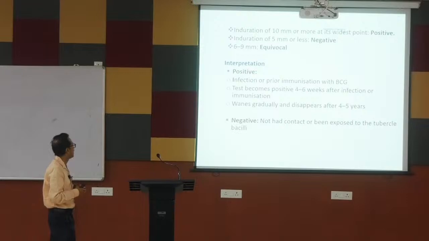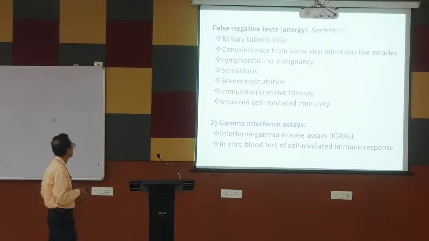Positive Mantoux test means infection or prior immunization with BCG. The test becomes positive within 4 to 6 weeks after infection, wanes gradually and disappears after 4 to 5 years. Negative means he had no contact with tuberculosis bacilli previously.